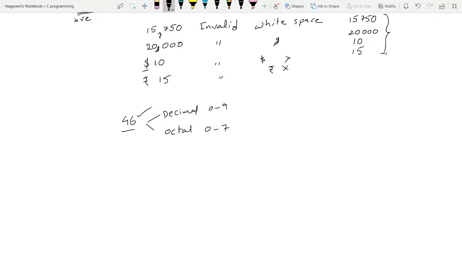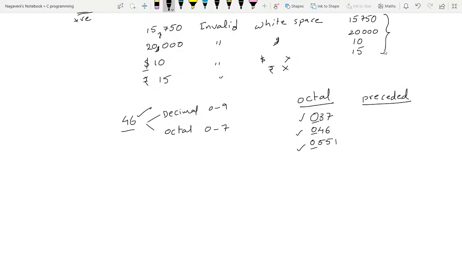It is decimal only, because if we want to represent octal numbers, the number should be preceded with 0. That means 037. Suppose I want to specify 46 in octal, I need to write 046. And like 0551 if I want to write. So it should be preceded with 0 before the number, then only the system can understand that it is an octal number, right?